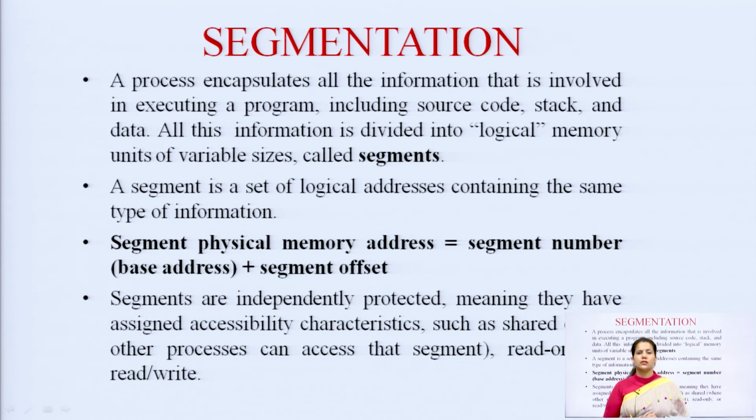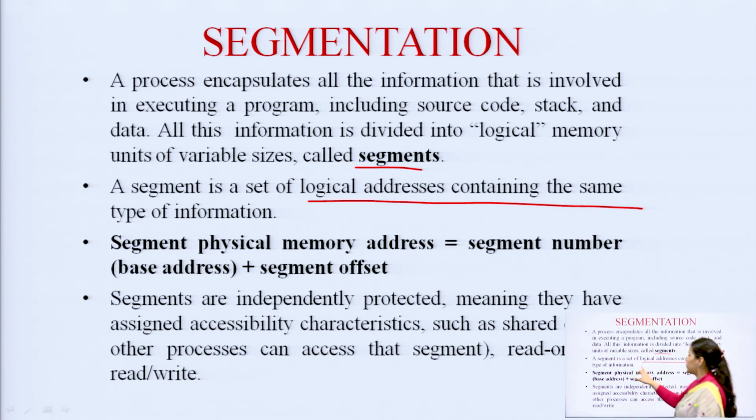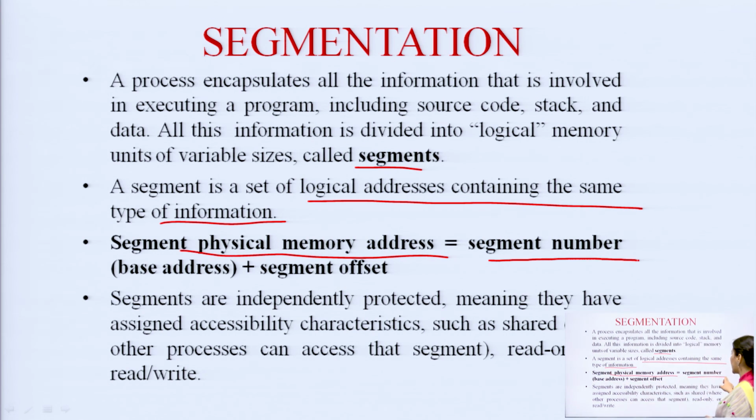We know that within a process there are stack operations, there is data, and there is program code. The different segments are used to store the different types of information: one segment stores data, another stores stack operations, and another stores program code. A segment is a set of logical addresses containing the same type of information. The segment physical memory address is the base address plus the segment offset.